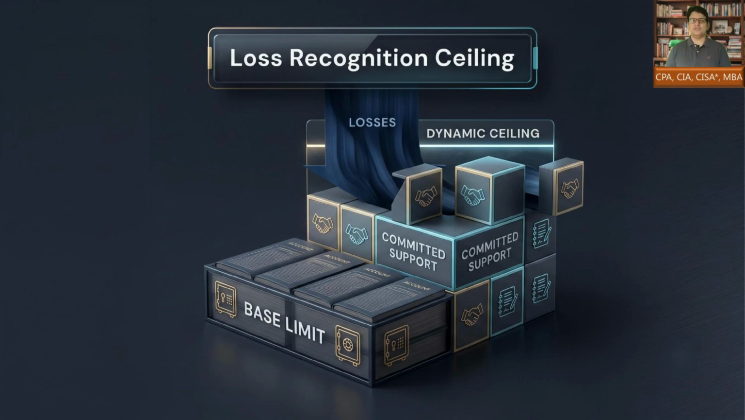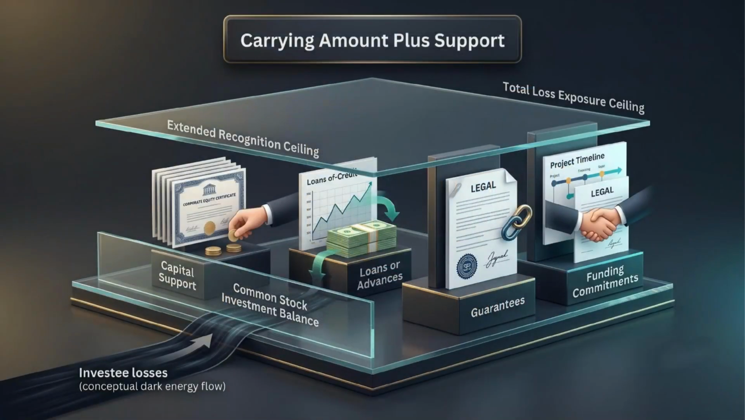The practical rule is this: recognize losses up to the investment carrying amount plus committed financial support and stop when both are exhausted. The ceiling is not always limited to the common stock investment account. If the investor has provided capital support, loans, advances, guarantees, or funding commitments, those items can extend the amount of loss the investor must recognize. The reason is economic exposure. If the investor is still financially on the hook, the accounting cannot pretend the exposure has disappeared.